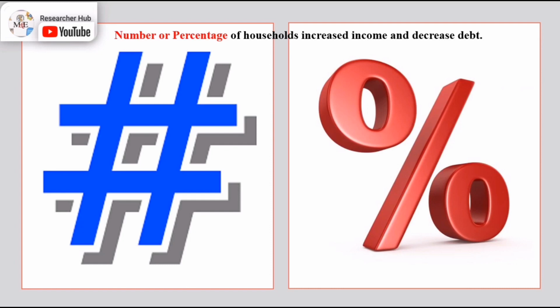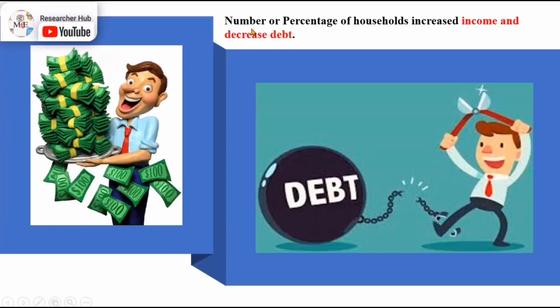Another thing you can see here: number or percentage of households that increase income or decrease debt. So here are two things: increase income and decrease debt. There are two things here that this indicator would like to measure. That's not a good thing.